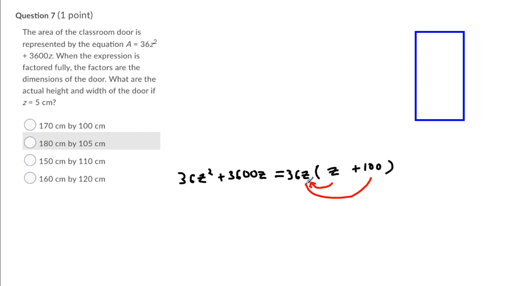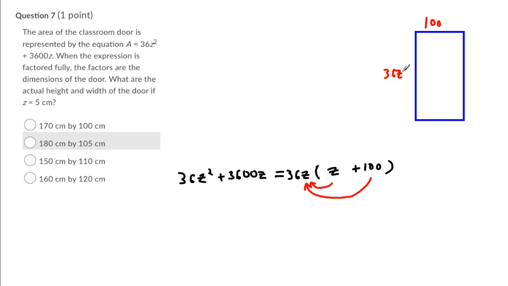If I want to check my work to see if it's correct, which is always a good idea, I can go the other way. I can say 36z times z is 36z squared. Yeah, that's what we got over here. 36z times 100 is 3600z, which is what we have right here. So it looks like my dimensions are going to be, on one side, we know it's going to be 100. And on another side, we know it's going to be 36z. Now, I might have picked the wrong one for length and width. We'll have to find that out by substituting in.